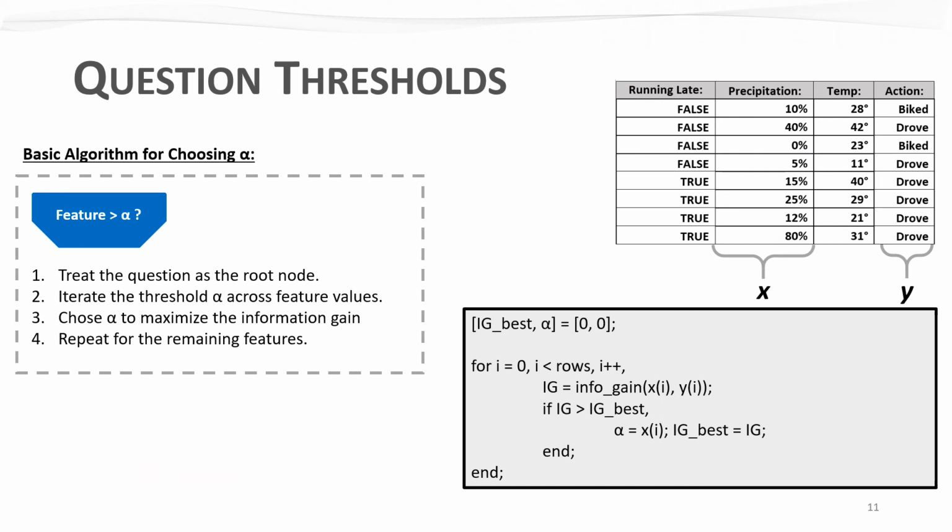Here's a basic algorithm for choosing a question threshold alpha. To be clear, there are many more sophisticated ways to form questions for contiguous features. This is just a common one. To perform this algorithm, we're simply going to take all the values for the feature in question. We then try each of these values as the threshold, and the one that produces the best information gain across the entire input set is the threshold we'll use for the question about that feature.